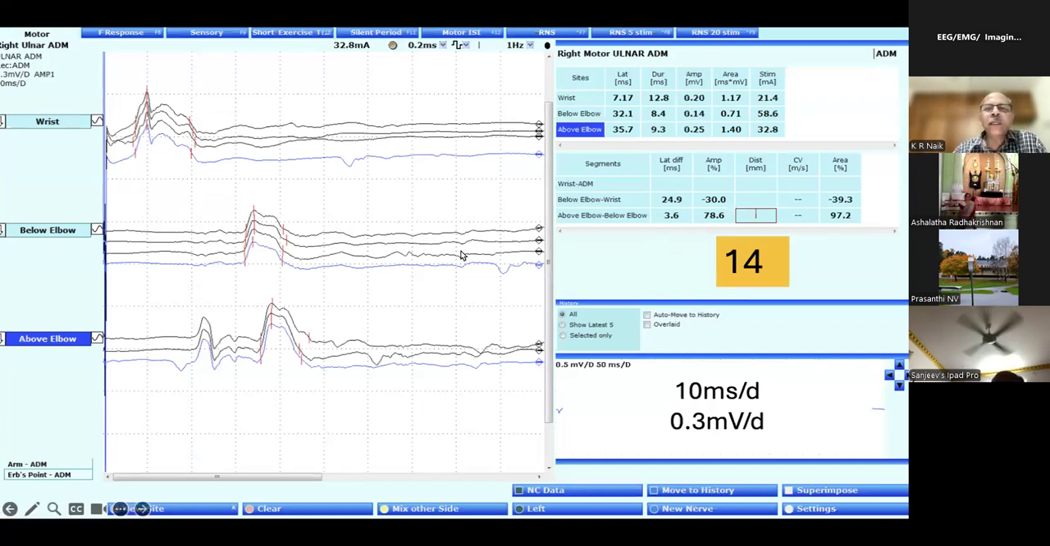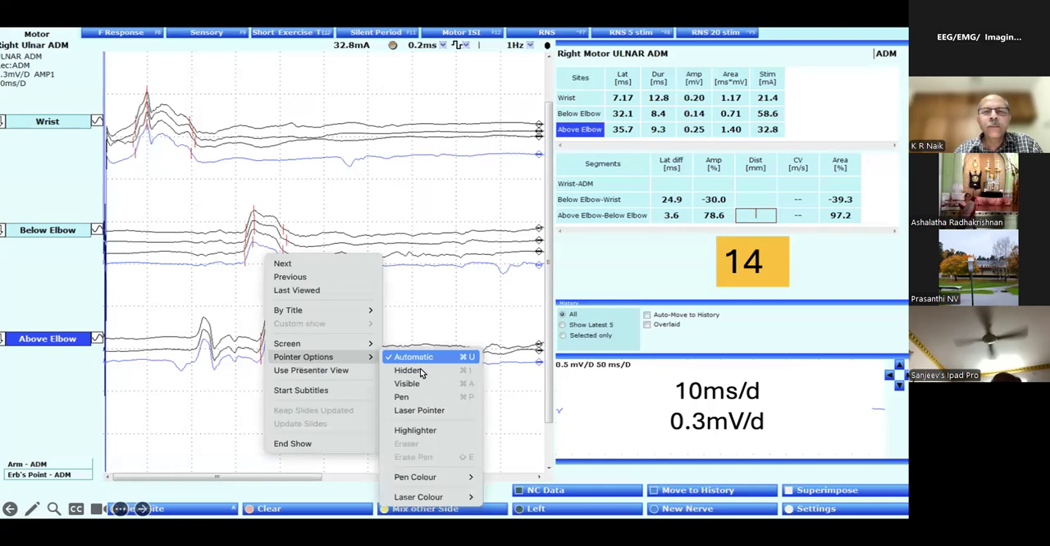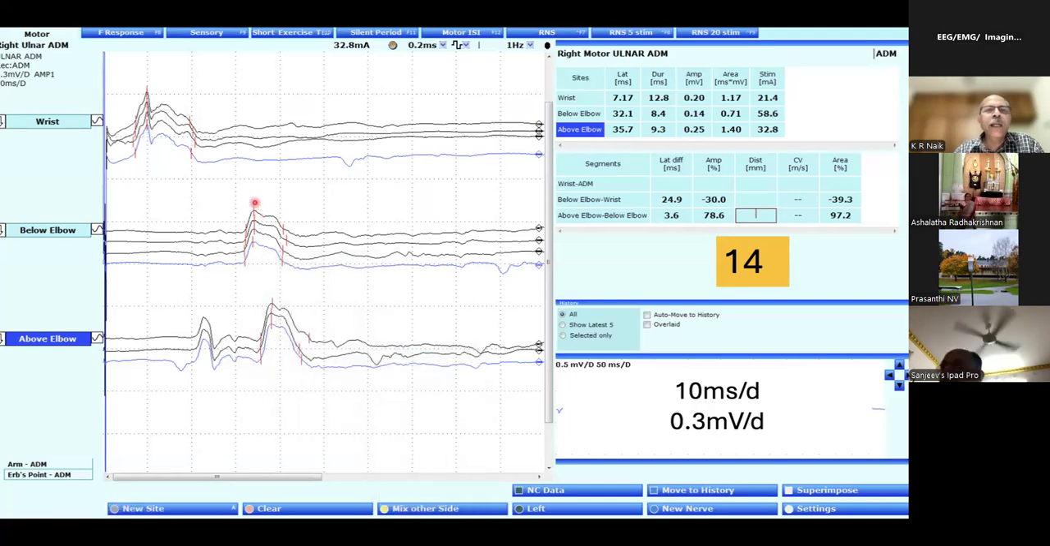So coming to this graph, number 14. Wrist stimulation produced a CMAP which is slightly dispersed. When you went to the proximal side below the elbow, we have slight reduction in the amplitude, but wave morphology became slightly shorter. Probably there is some conduction block. Now this potential here, this is from the median nerve, because this is occurring at around 11 to 12 milliseconds, much earlier than the below elbow stimulation.